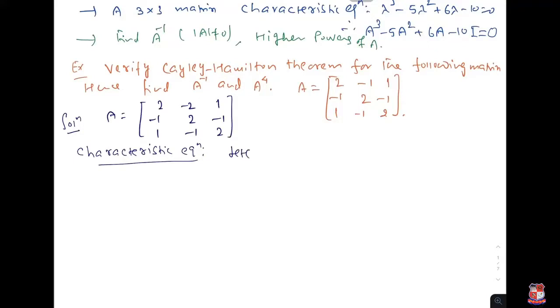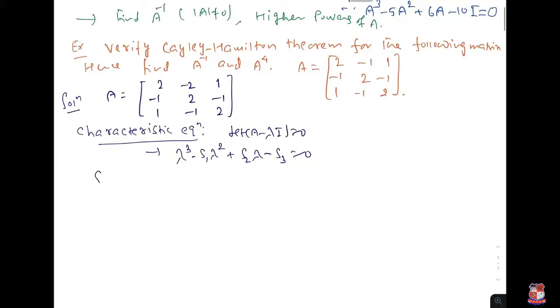We have either the determinant of A minus lambda I equal to 0, or we know the method: lambda cube minus S1 lambda square plus S2 lambda minus S3 equal to 0, where S1 is nothing but the trace of A, meaning the sum of the principal diagonal elements. So that is 2 plus 2 plus 2, and that is 6.